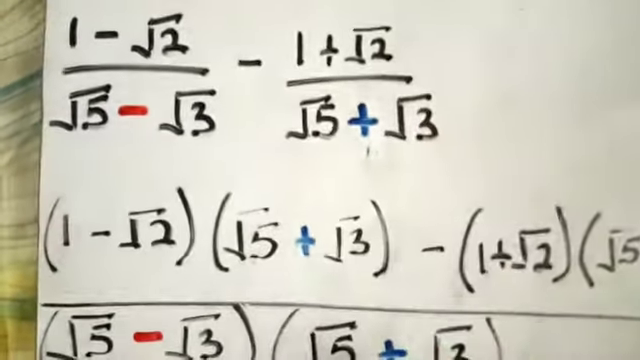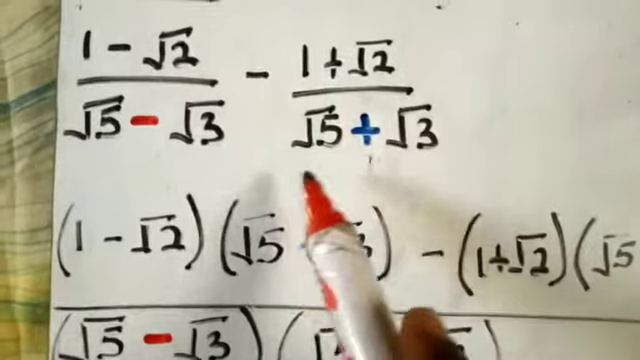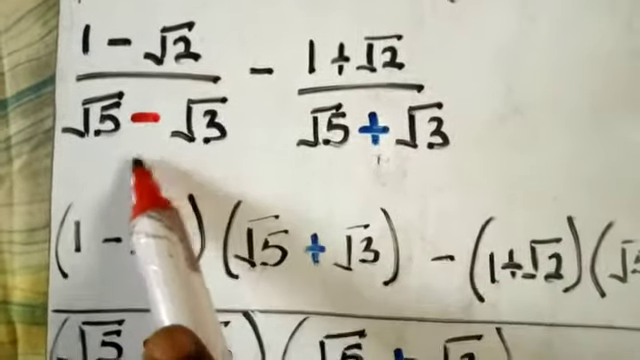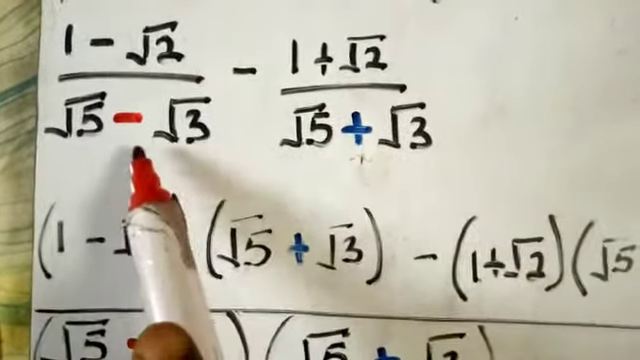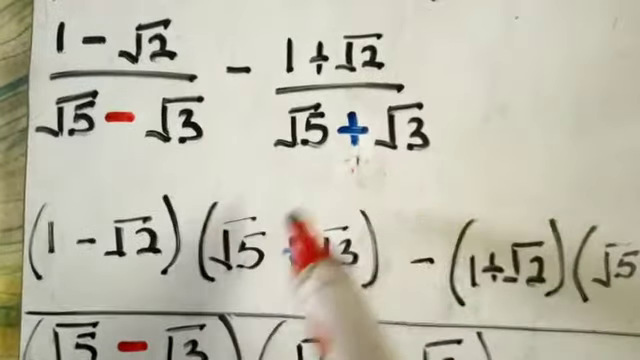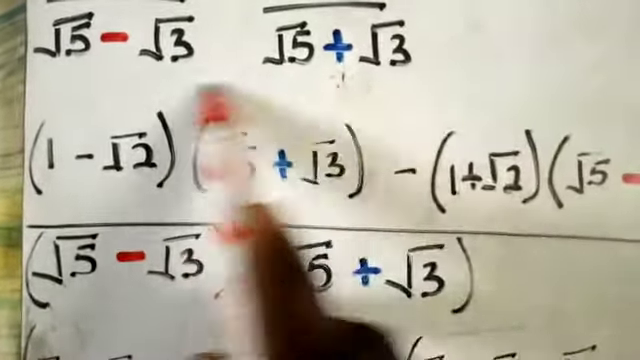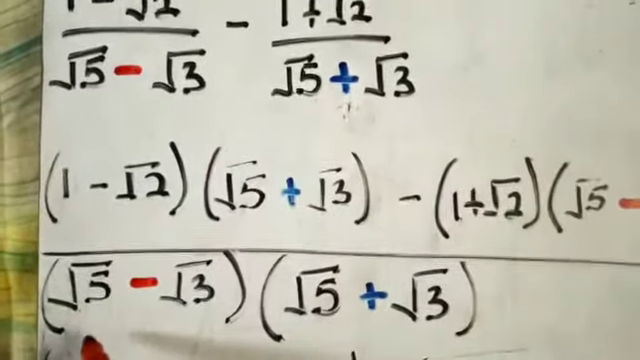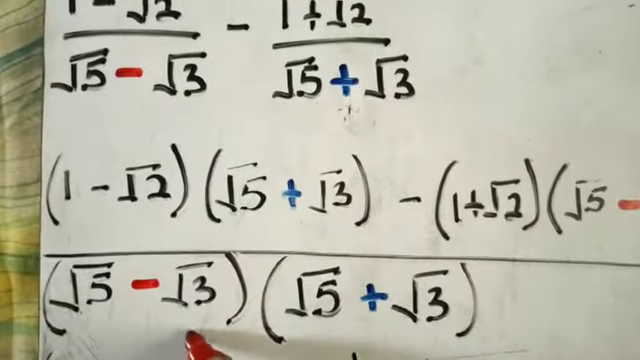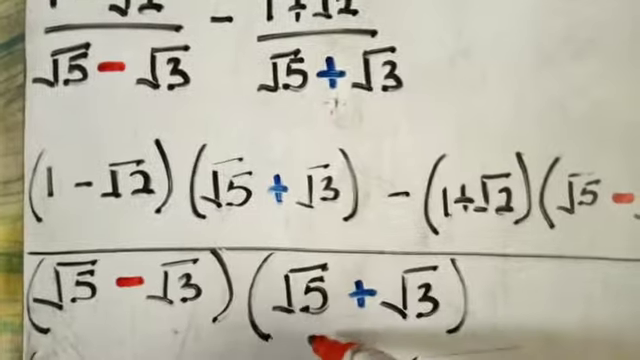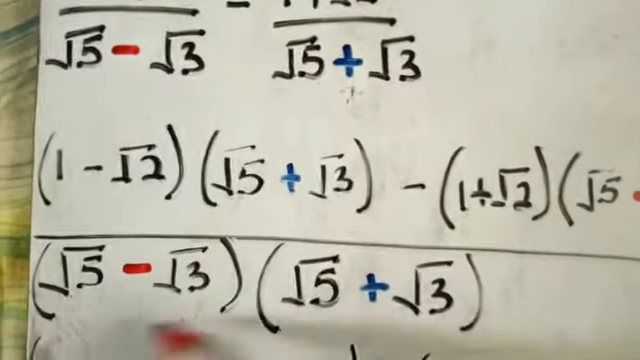Of course, you need to get the LCM. I have a reason why I use the red pen and the blue pen to indicate the subtraction and the addition sign over here. So what will be the LCM? Everything down here: root 5 minus root 3, in brackets, and then root 5 plus root 3. This will give us the LCM.